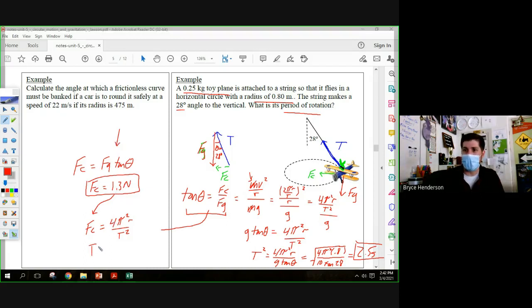Because then your t is the square root of m times 4 pi squared times r, 0.8 meters, all over Fc, which is 1.3. So that might have been the easier way. We tried to do it all at once, which involved a lot of algebra. It was kind of painful. But it gives you the same answer, 2.5 seconds.